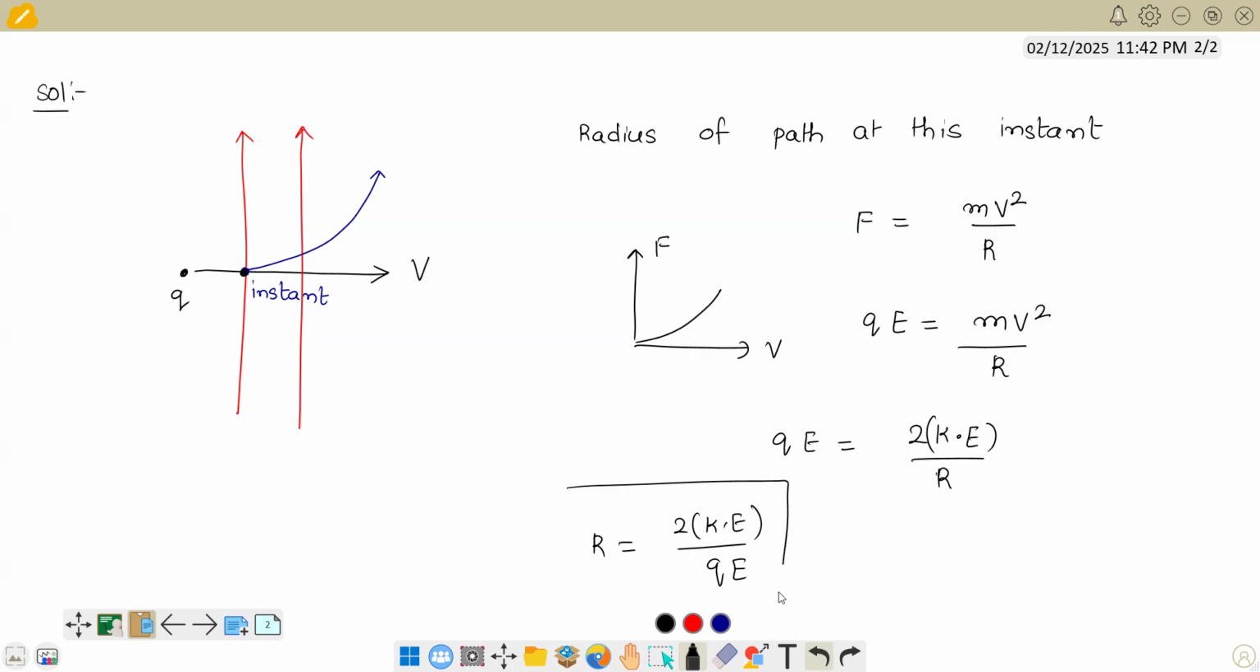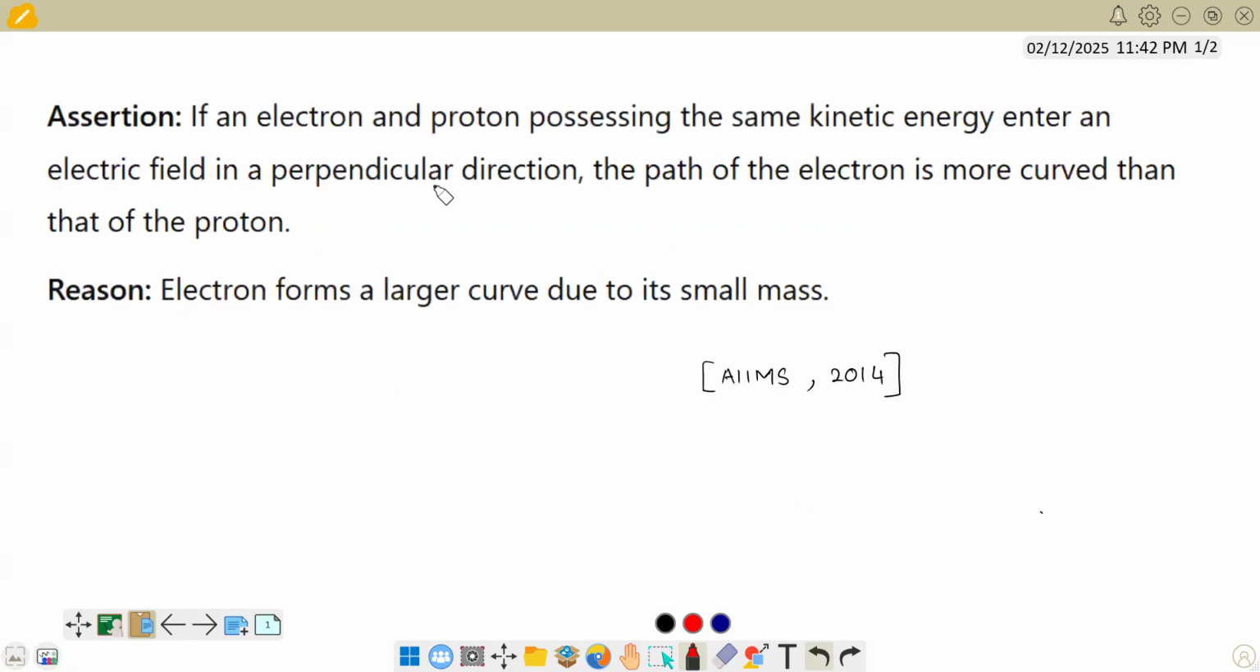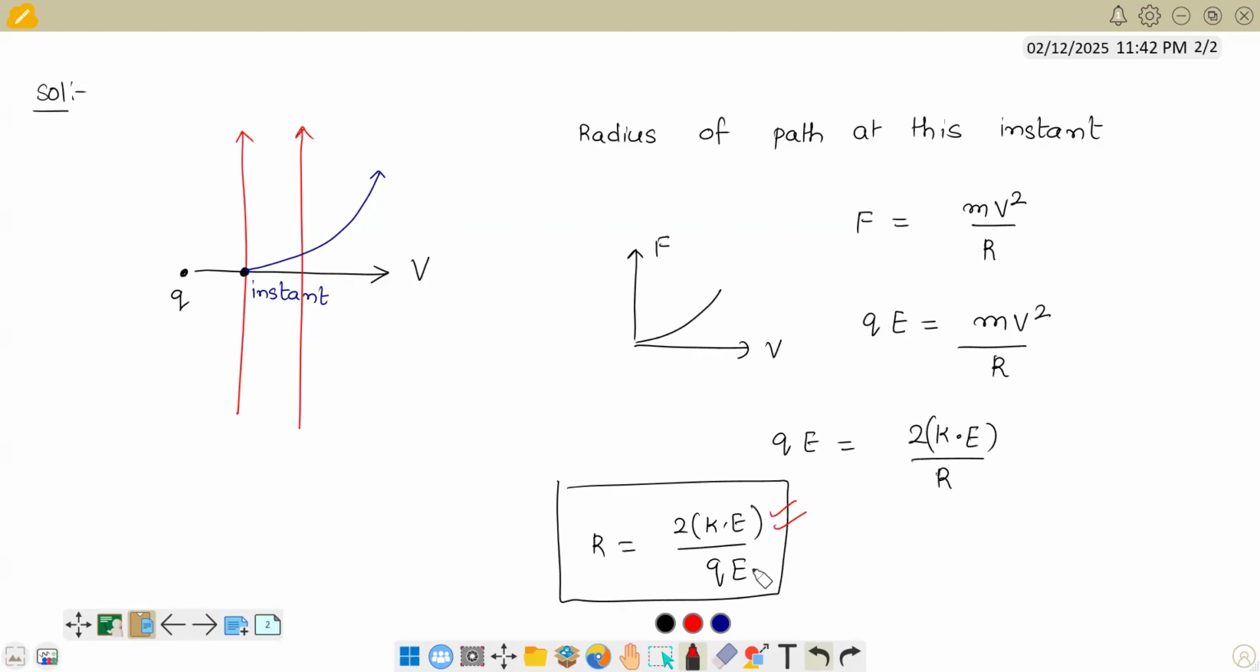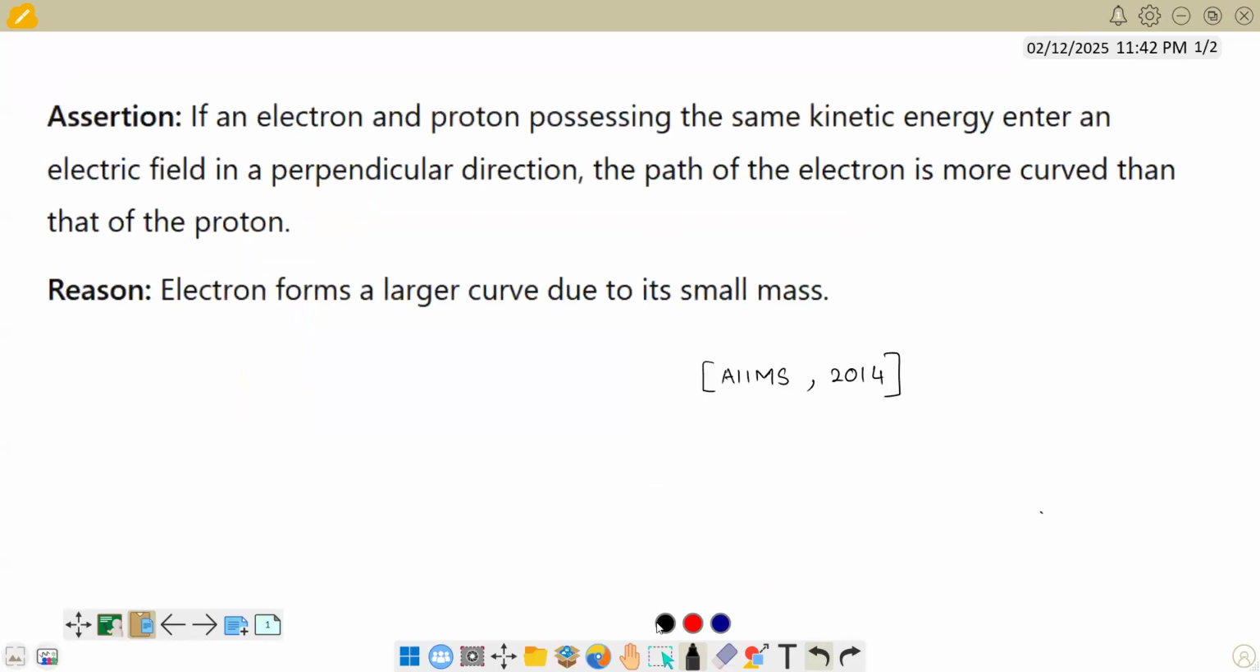Everything is vectorial here. E is the electric field at that location. For our given problem, the kinetic energy is same, and not only that, it is entering the same electric field. Since kinetic energy is constant and electric field is also constant, I can say the radius of curvature is inversely proportional to Q. Finally, we got radius of curvature is inversely proportional to Q. Based on this, let us try to answer this question.